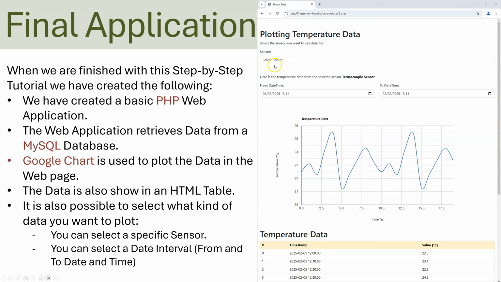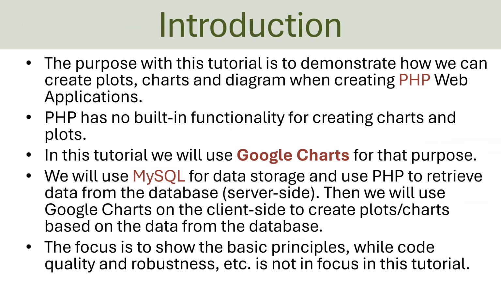Also, it's possible to select what kind of data you want to show in the plot here. So here's a drop-down menu where you can select which sensor that you want to see data for. So here you will get a list of different sensors that I retrieve from the database, and also you can specify the amount of data you want to see. So here you can specify a from date time. You specify the date and the time where the data should start here, and the end date where the data should end. So then specify which sensor you want to see data from, and from and to date, like this. This will be our final application, but we will take it step by step.